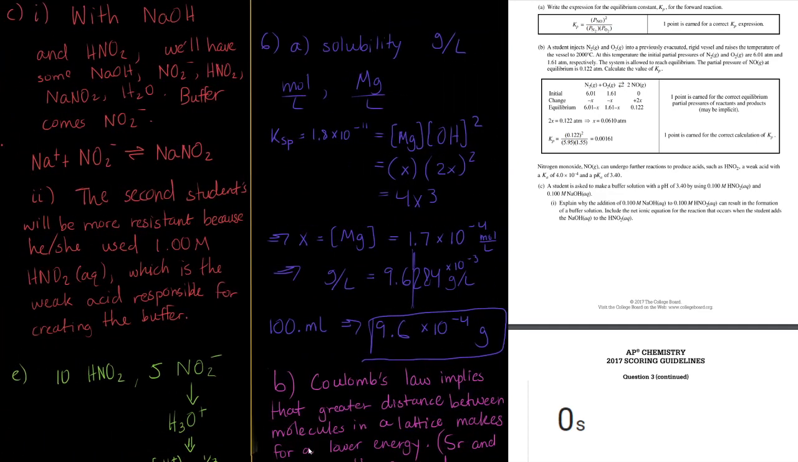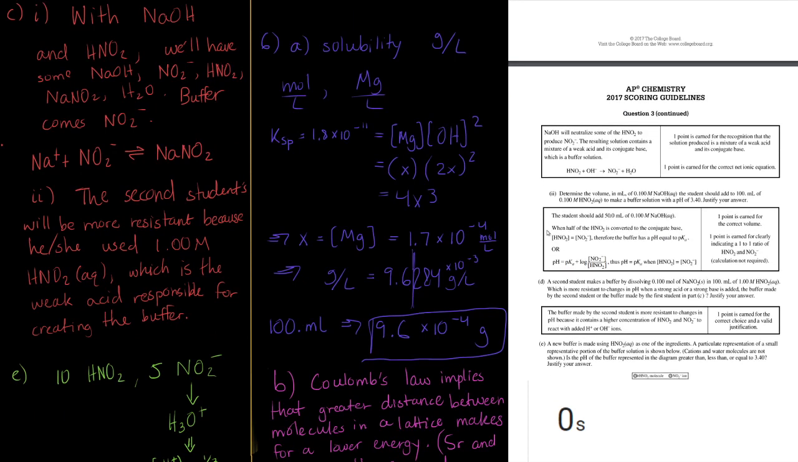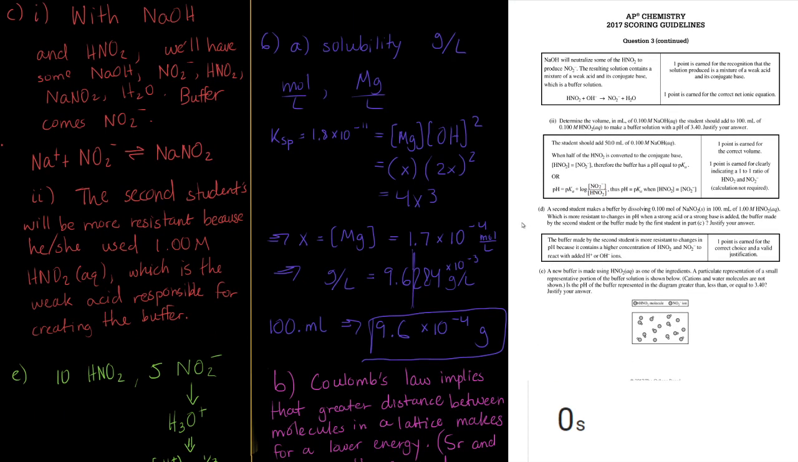All right, now we get to the 2-column era. NaOH will neutralize some of the HNO2 to produce NO2-. This is the buffer question that I didn't really know what I was talking about for. So the correct answer, this is a great learning opportunity for me, is NaOH will neutralize some of the HNO2 to produce NO2-. The resulting solution contains a mixture of a weak acid and its conjugate base, which is a buffer solution.